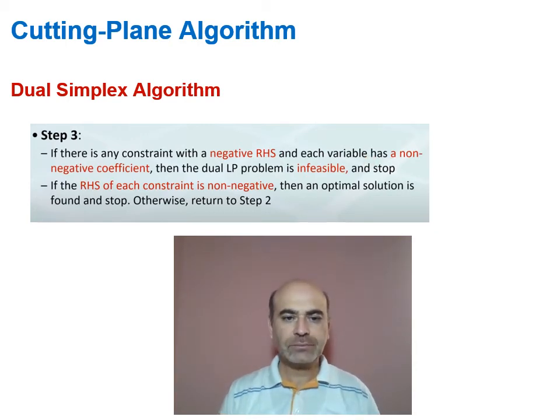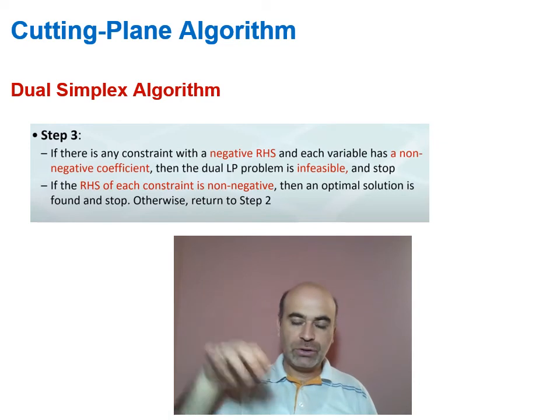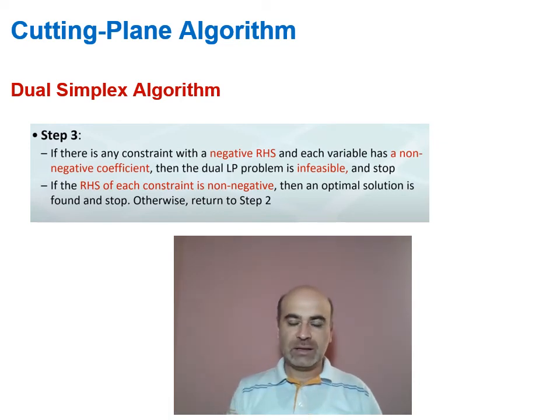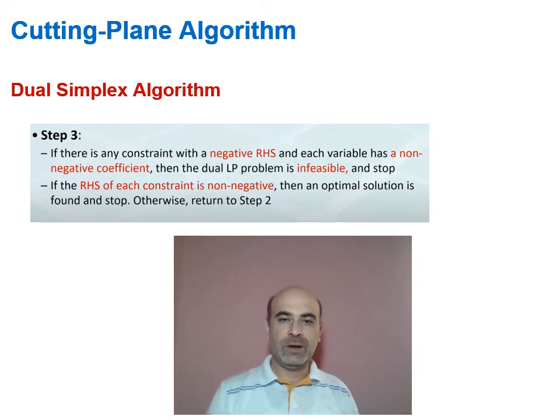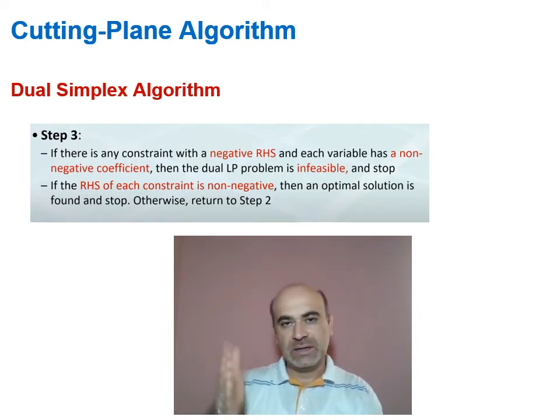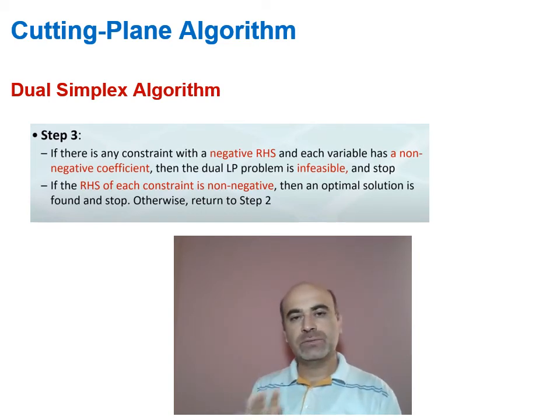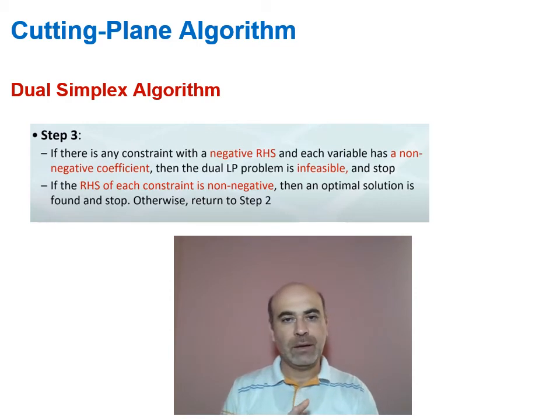Otherwise, if the right-hand side of each constraint is non-negative, it means that you found a feasible solution. And in row 0, we know that all of them are non-negative again. It means that you found an optimal solution. So stop. As soon as you find the solution in which all right-hand sides are non-negative in dual simplex, we stop because we found the optimum solution.